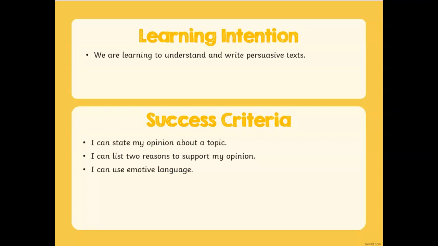Our learning intention is we are learning to understand and write persuasive texts. Our success criteria is the same as yesterday. I can state my opinion about a topic and I can list 2 reasons to support my opinion. However, today we're going to improve our writing by using emotive language. So our third success criteria for today is I can use emotive language.